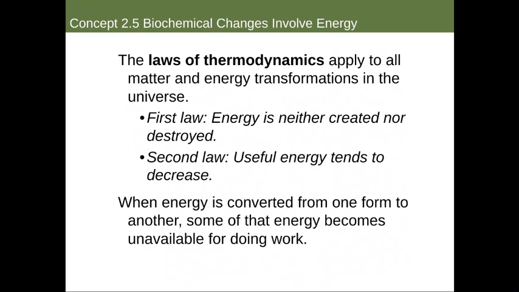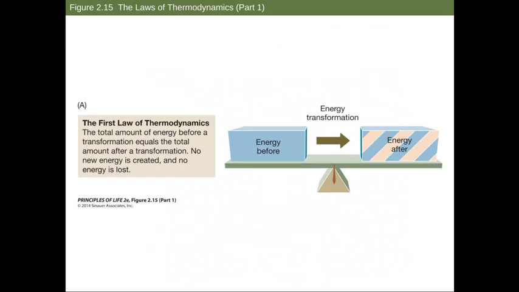Okay, so we do have to talk about the laws of thermodynamics real quick. So the first law: we can't just magically create this energy. Energy is neither created nor destroyed. We simply recycle it. The second law: useful energy tends to decrease. When energy is converted from one form to another, some of that energy becomes unavailable for doing work. And realistically, we're able to capture about 10% of that usable form of energy. The rest is typically lost to heat, waste product, or just general inefficiencies in the metabolic process.